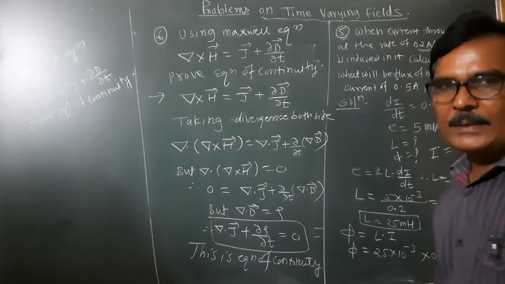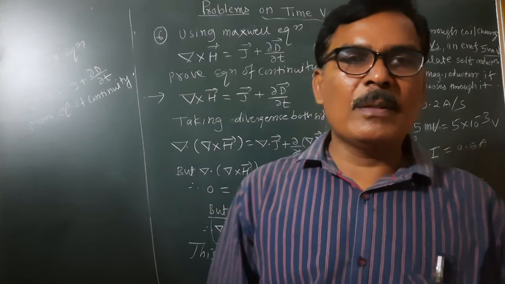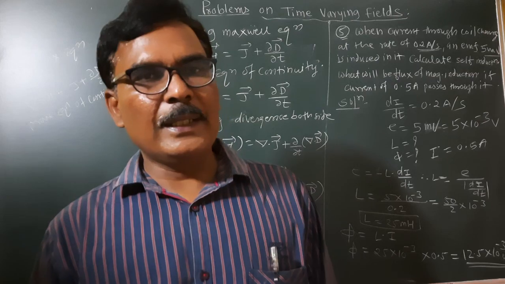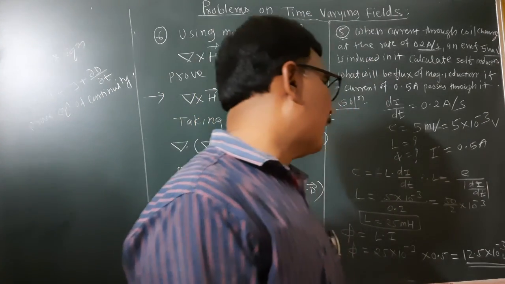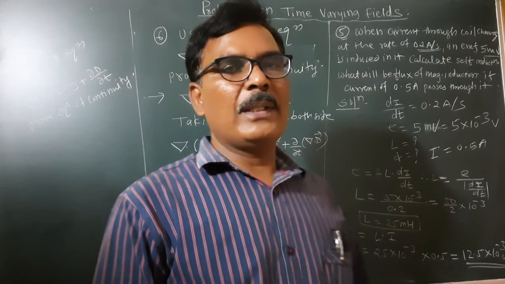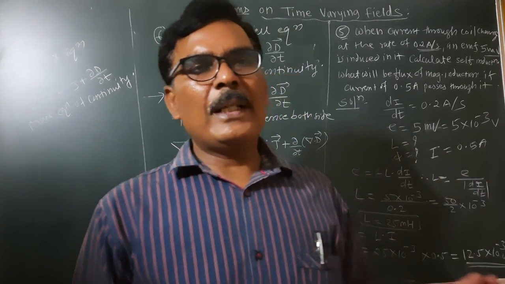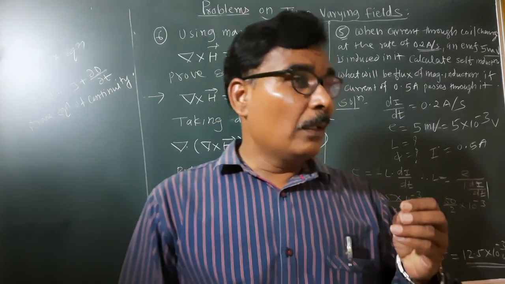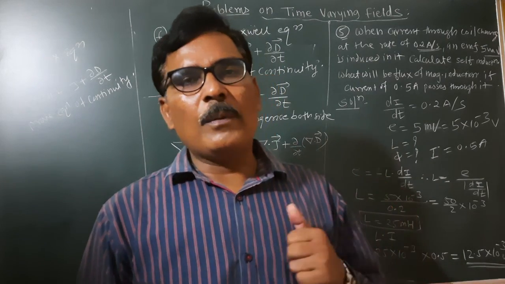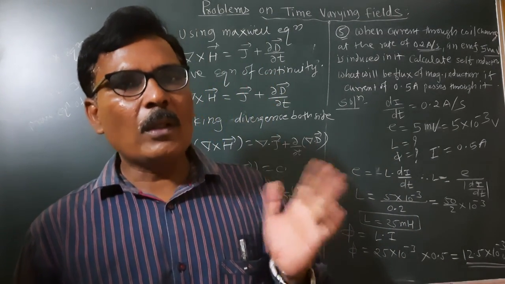Also, we have to calculate the self-inductance, mutual inductance, then the induced EMF when they are connected in series. At that time, the total EMF of the circuit can be calculated. Flux can be calculated, phi is equal to L into I. These are very simple problems. Many times a question will be asked on this topic, 5 marks for one problem, very important every time. That's why we have to solve these problems.